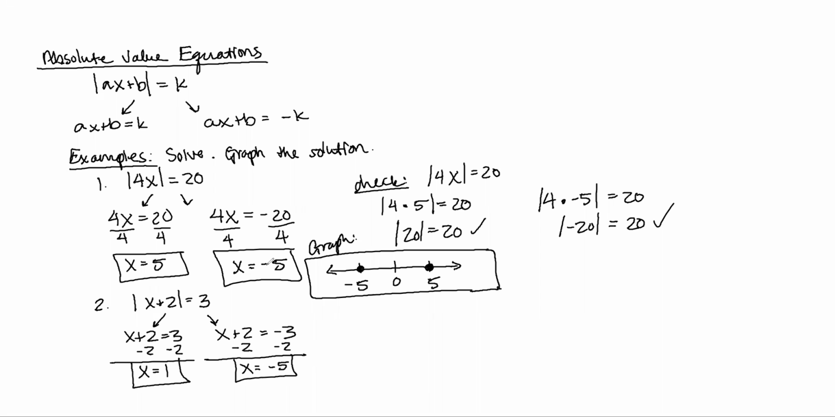Notice how they're not always going to be opposites of each other, but if we were to plug them back in, we'd have 1 plus 2 is 3. Absolute value of 3 is 3. Plug in -5 and we get -5 plus 2, which is -3, and the absolute value of -3 is 3. So not always opposites of each other, so be careful with that. And again, if we were to graph it, I'll put 0 in the middle, 1 on the right, -5 a little bit further over to the left, and again, just 2 points there.